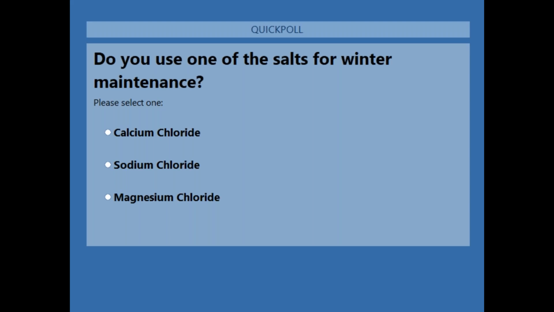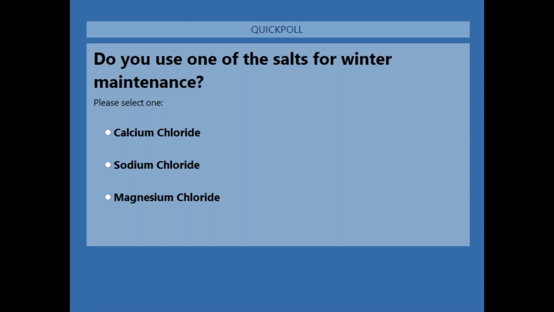One person put sodium chloride in the box, so they must be having an issue with the poll. If you can't respond to the poll questions, it's usually because you're in full screen mode and you just have to escape out, and then you'll be able to answer the poll question. And someone else put calcium chloride in the response box. Okay, we've got a pretty good contingency of people who voted, so I'm going to close this poll question down and share the results.